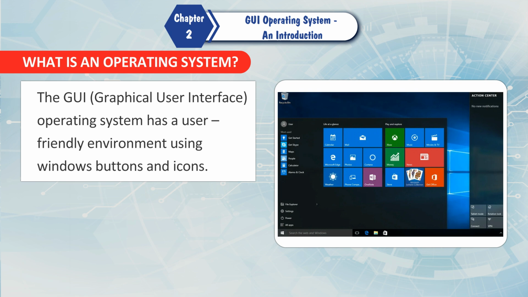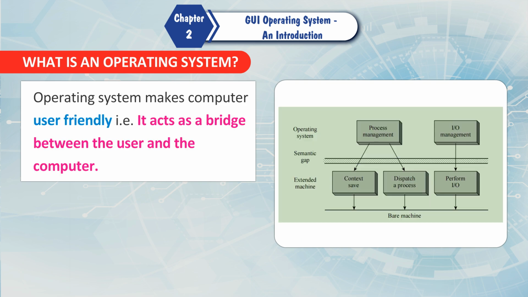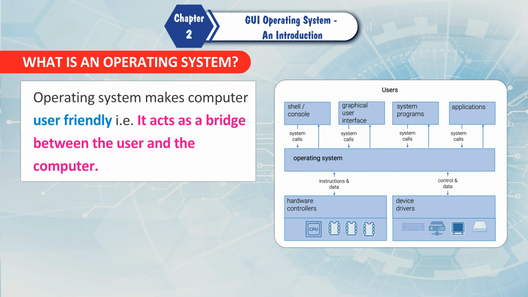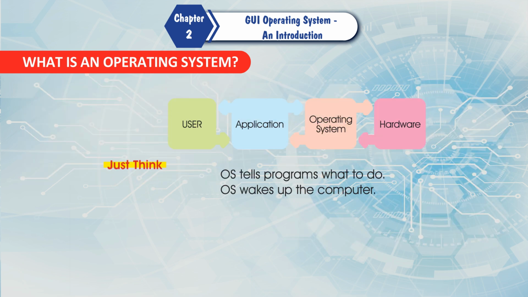The GUI, Graphical User Interface, operating system has a user-friendly environment using windows, buttons and icons. Operating system makes the computer user-friendly. That is, it acts as a bridge between the user and the computer. Just think, OS tells programs what to do. OS wakes up the computer.